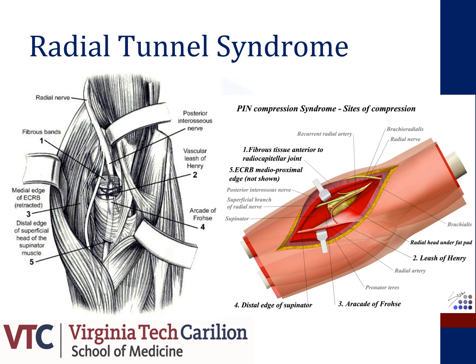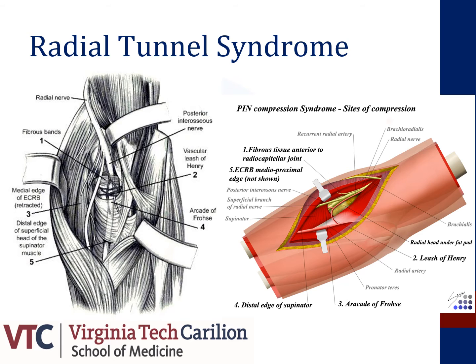F for fibrous bands anterior to the radiocapitellar joint. L for the leash of Henry, or radial recurrent vessels. E for the medial edge of ECRB. A for the arcade of Frosch, which is the proximal aponeurotic / tendinous edge of the supinator. And S, which is the distal edge of the superficial layer of the supinator.